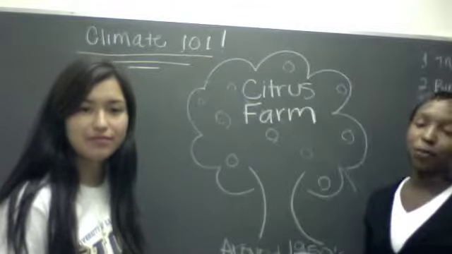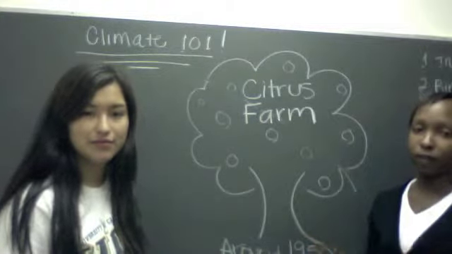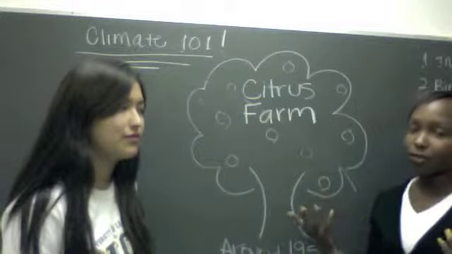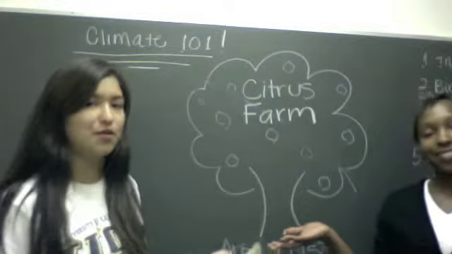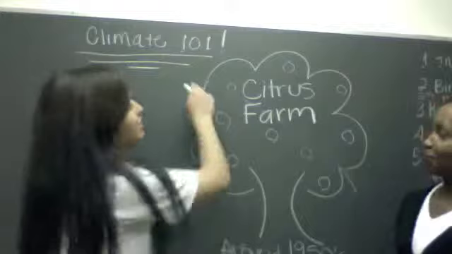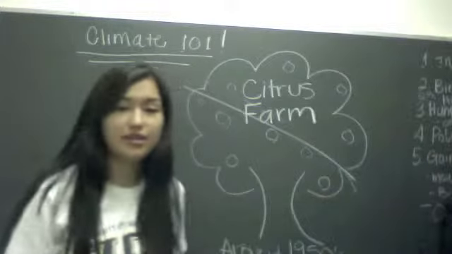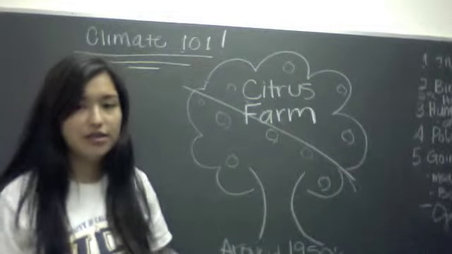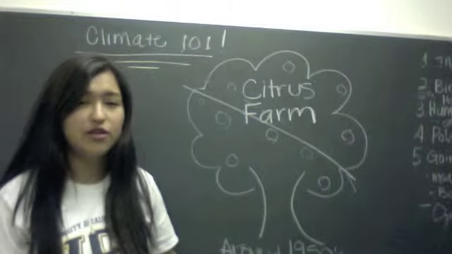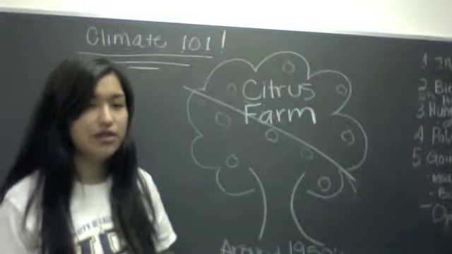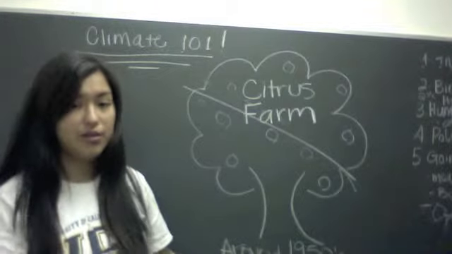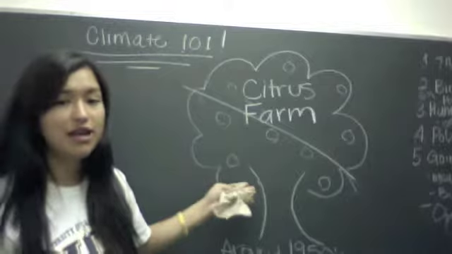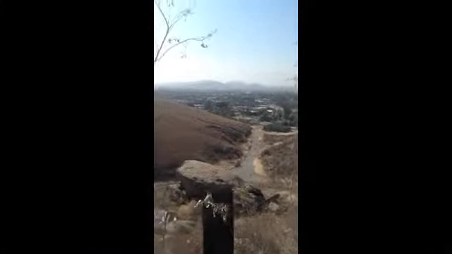Before UC Riverside was here, this used to be a huge citrus farm, and it was a carbon sink. But now that there's UC Riverside, there's no more carbon sink. They decided to eliminate the citrus farm where you see Riverside stands because there is an increase in demand for education. And since there's an increase in demand for education, they had to build more schools, which ended up leading to the death of the citrus farms.